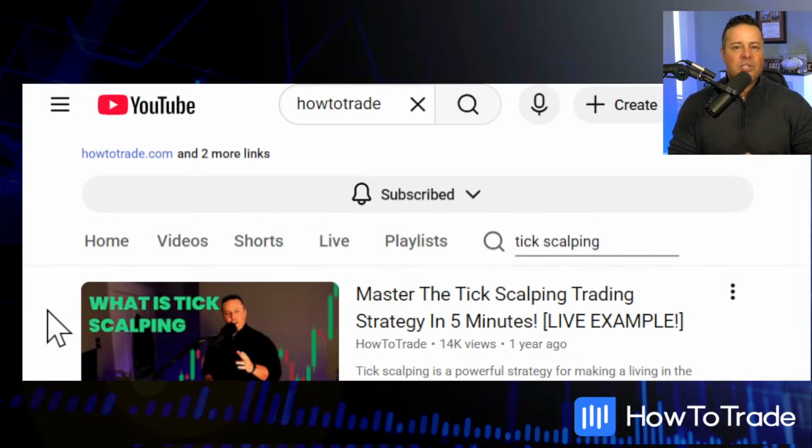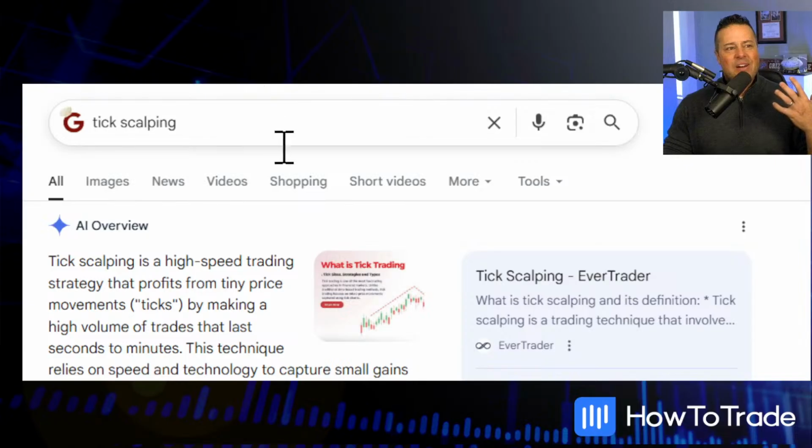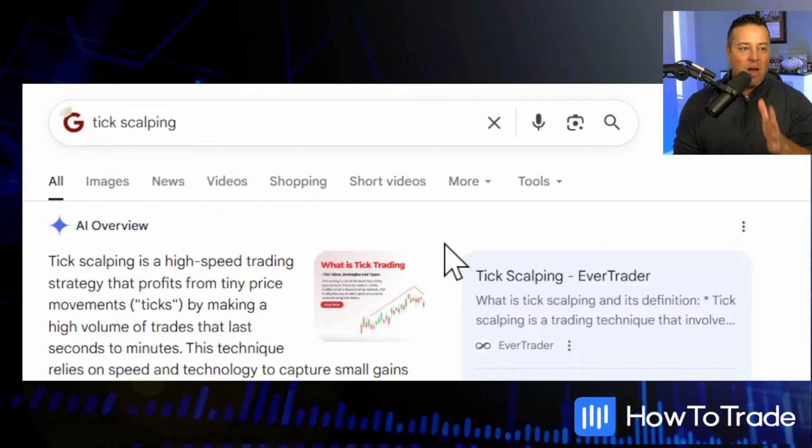You've got to understand what tick scalping is. Tick scalping is a very, very tight way of trading. You're very, very fast. You're in and out. Tuku and Lita, good to see you guys. Tick scalping is we're in and we're out. That's how you need to be thinking if you're thinking of tick scalping. It's a high-speed trading strategy that profits from tiny movements or ticks by making a high volume of trades that last from seconds to minutes. Now, today, I don't have any long-term levels that we can tick scalp.